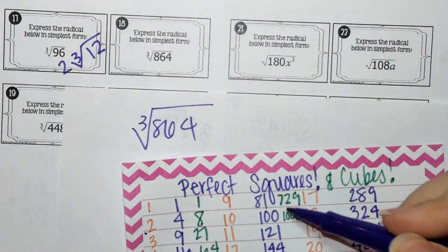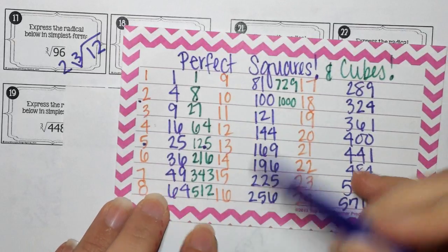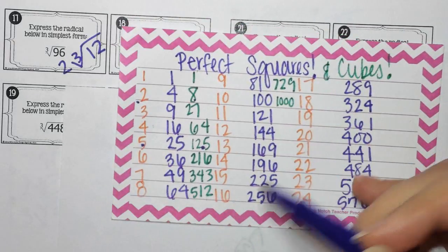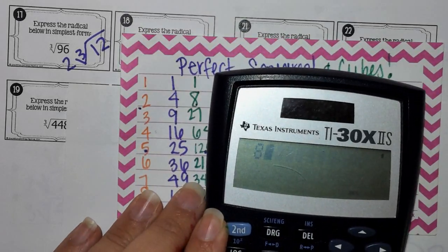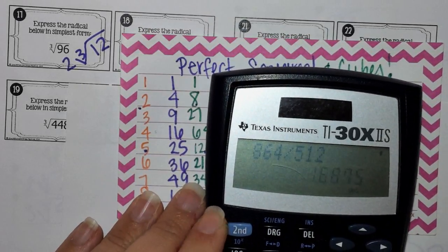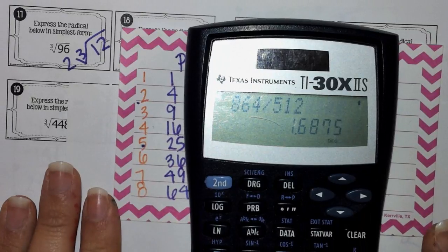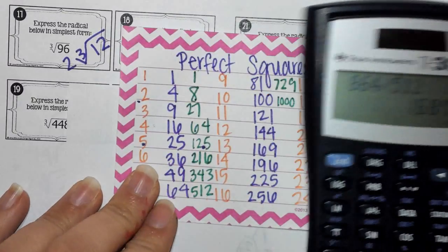We're going to look at our perfect cubes, and the biggest one that we think could go in, and remember, that's your green numbers. You could try any of these. So if I tried 512 because I feel fancy, 864 divided by 512 does not give me a whole number, so that doesn't work. So I keep going in this direction.